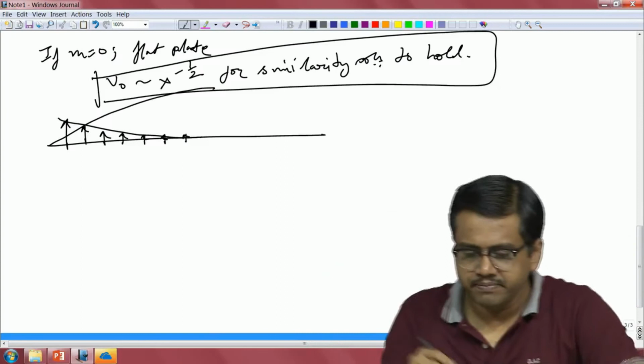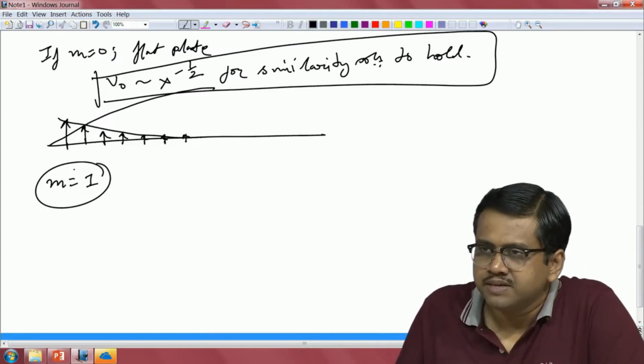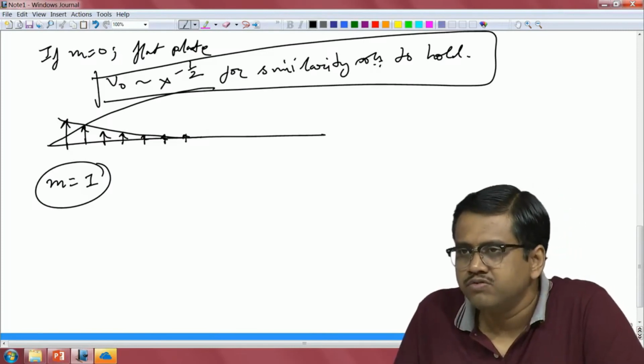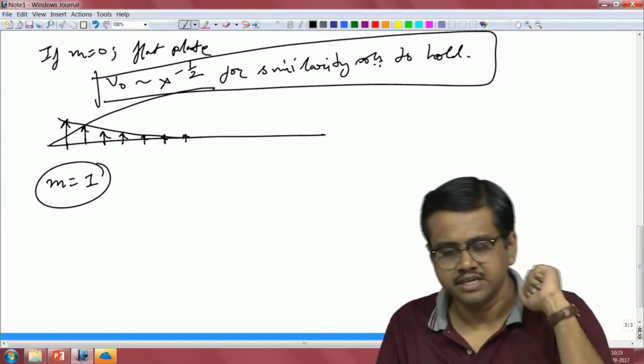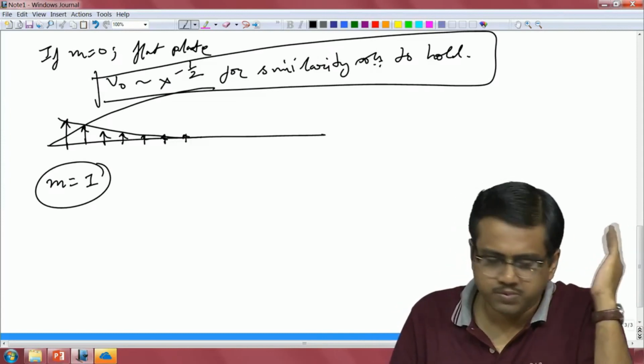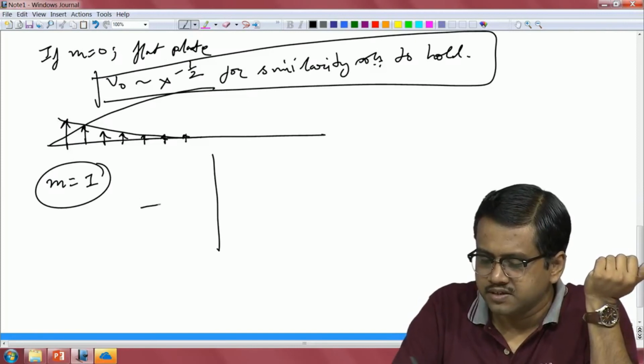Now this m, once again, we have not said anything about the nature of m except that it is equal to 0 for beta equal to 0, that means when the wedge becomes a flat plate. Now m equal to 1 corresponds to a stagnation flow, that means it is a flow somewhat like this.